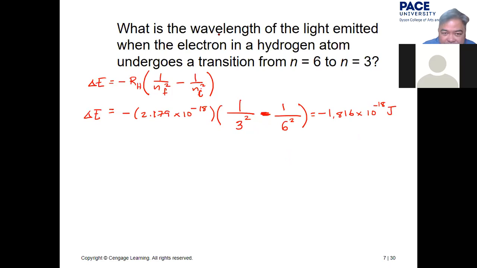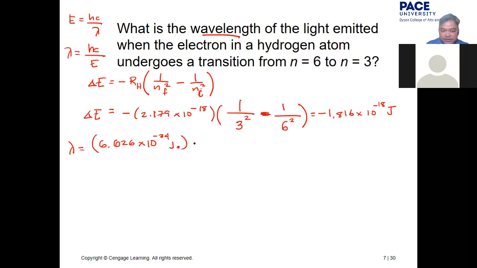Now, the one that is being asked is wavelength. So what's the formula that we have here? E equals hc over wavelength. So if you rearrange it, it will be hc over the energy. So if we follow through with this one, you have the Planck constant 6.626 times 10 to the negative 34 joule seconds, and then 3.00 times 10 to the 8 meters per second, and then you're going to divide it by the energy that you get there.